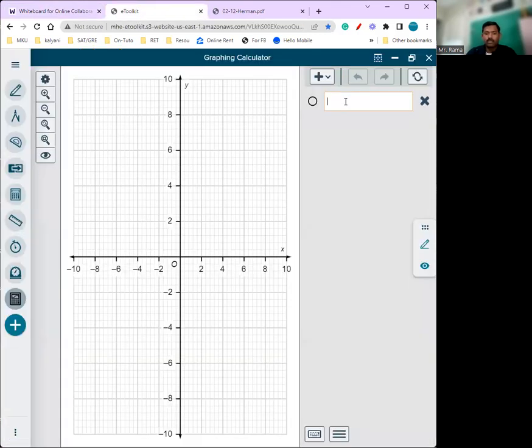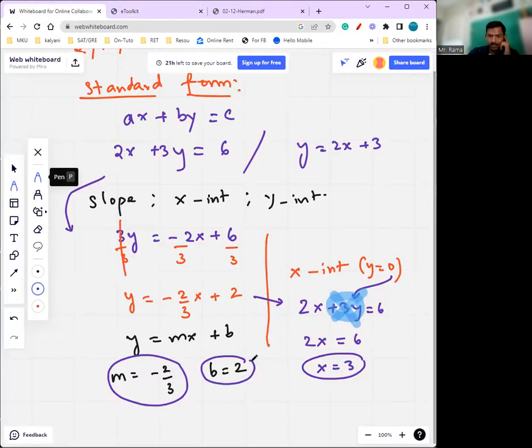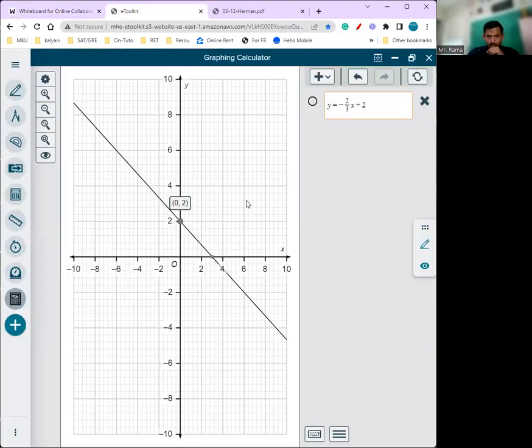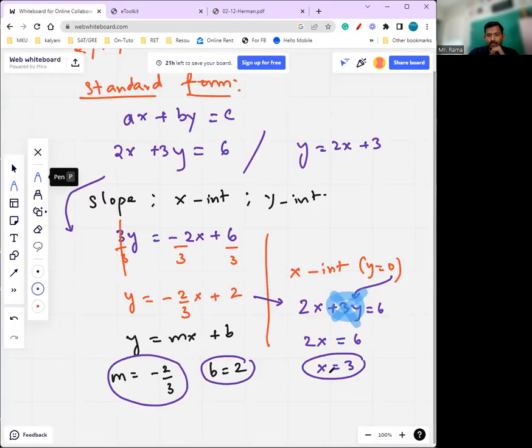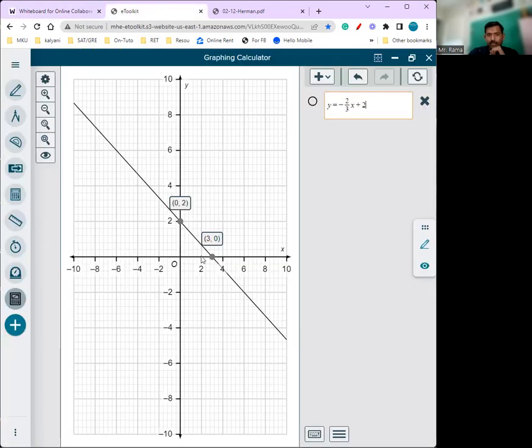Watch this. Y equals negative 2/3 x plus 2. Okay. Now, watch this carefully. You see this point? That's your y-intercept, which is 2. That's what we got. The x-intercept is this. See 3, 0? That's 3. That's what we got here. And for the slope, you can see 2 down, 3 this way.